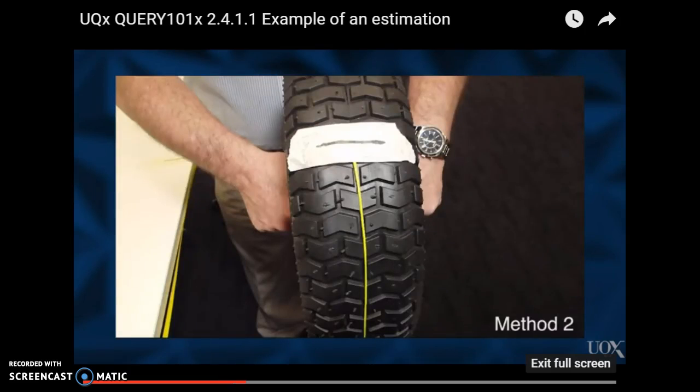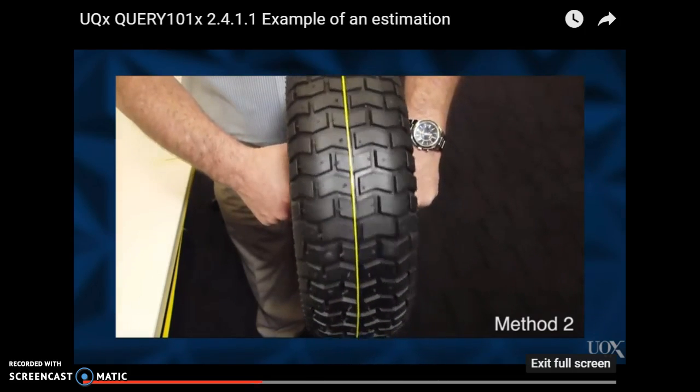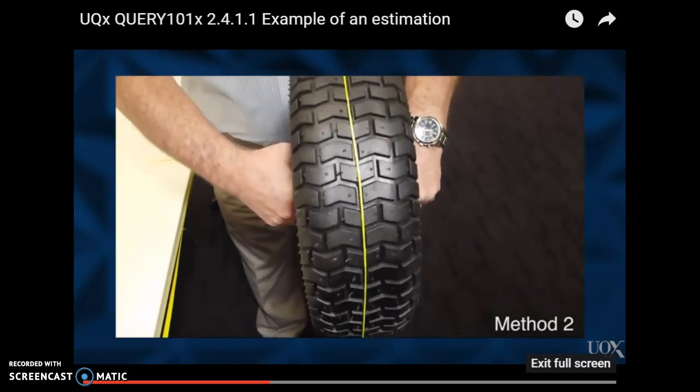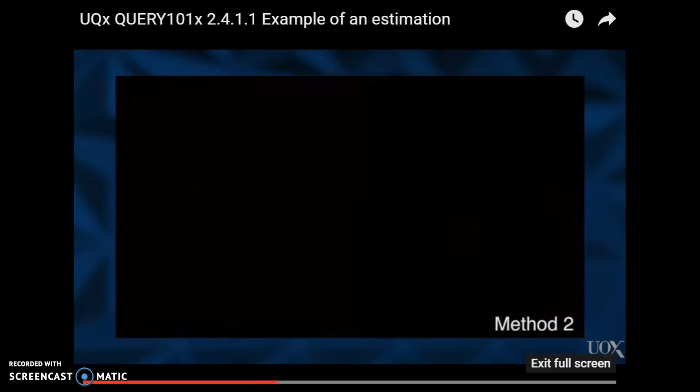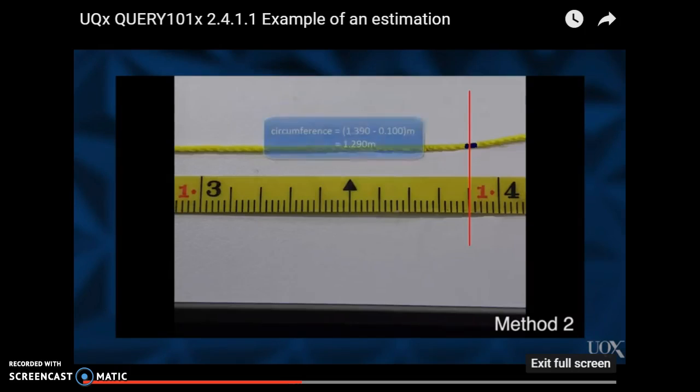The wheel circumference can also be estimated by winding a string around the wheel. The length of string required will be marginally longer than the true circumference. The thickness of the string introduces a small error. As you can see, compared with the last measurement, the circumference is 20 millimeters longer using this method.